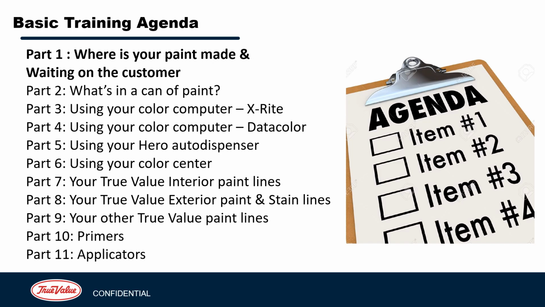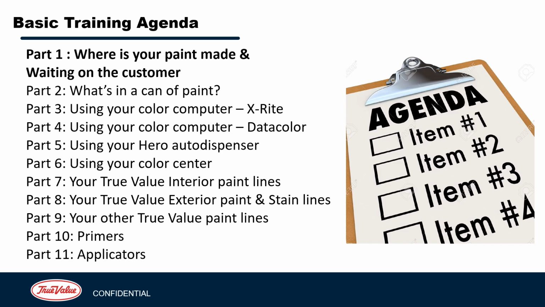In the next video, we're going to learn what is in a gallon of paint, and how by changing the amount and quality of each component, you change the quality and price of the paint. In the third video and the fourth video, we're going to show you how to use your color computer to help your customers get the color they're looking for. Pick the one that coincides with the brand of color computer your store has.